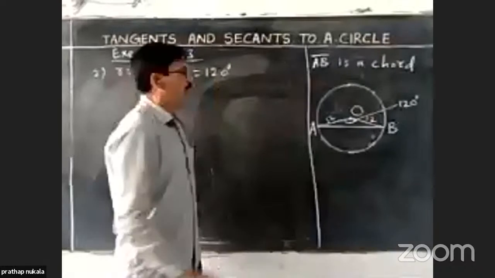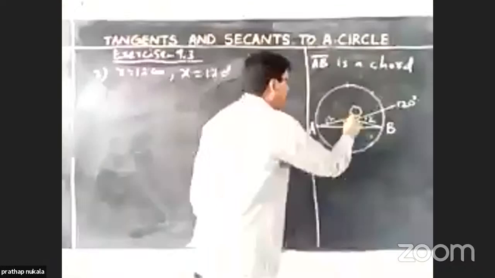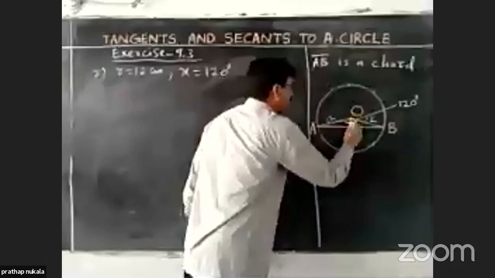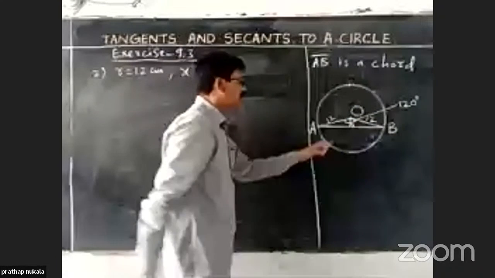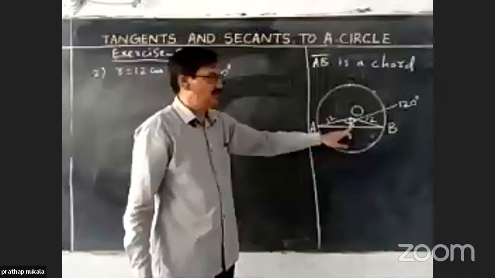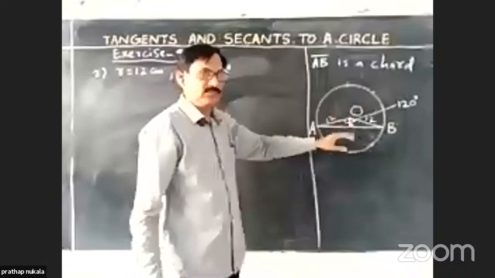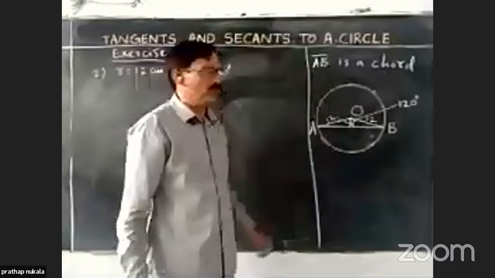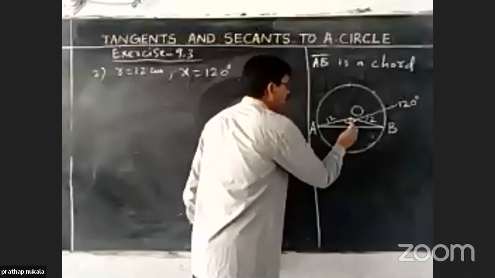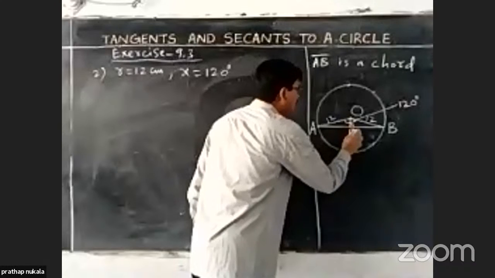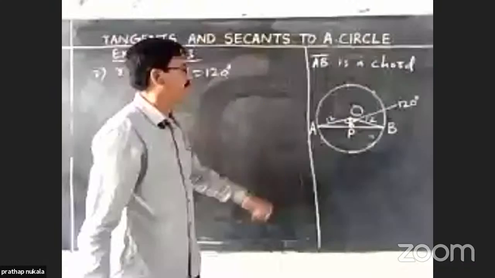Okay. Now draw a perpendicular from O to the chord AB. This is perpendicular. This is not visible, but please understand the problem. Okay. Let this point here be P. OP.